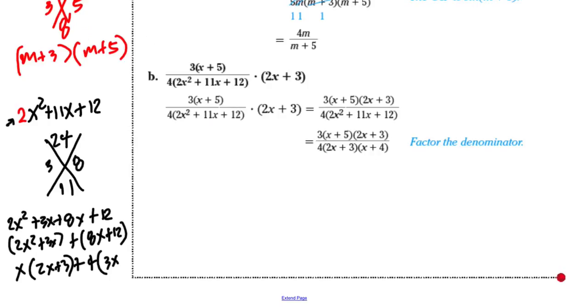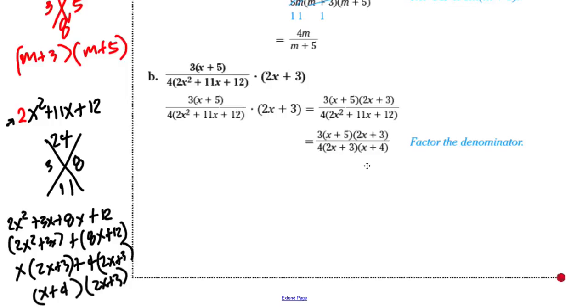Okay, let me just erase it. This becomes 2x plus 3. And therefore, using the grouping method, this becomes x plus 4 times 2x plus 3. Exactly what we have there.